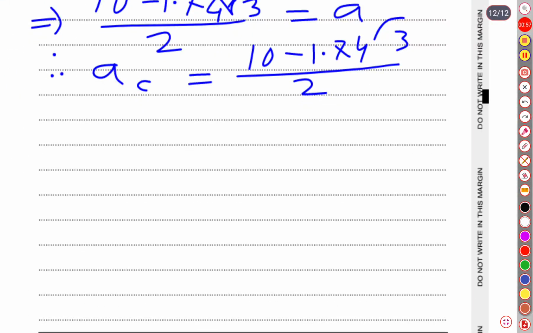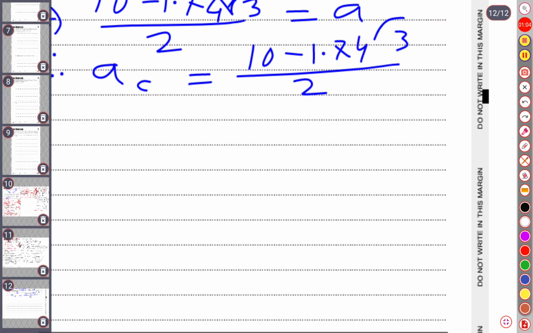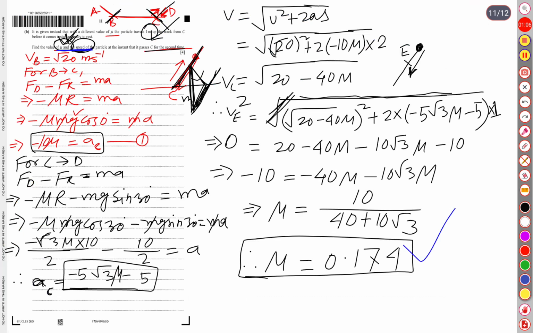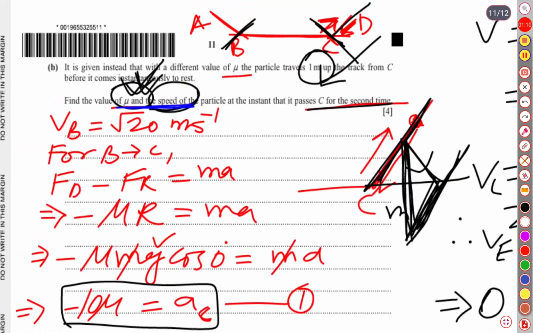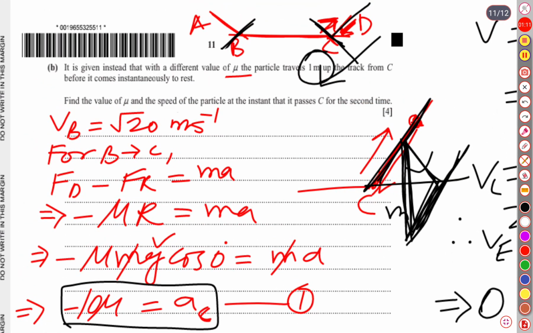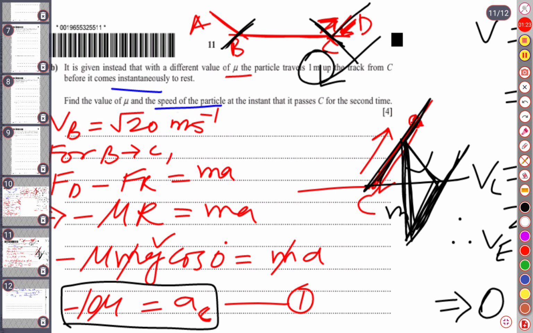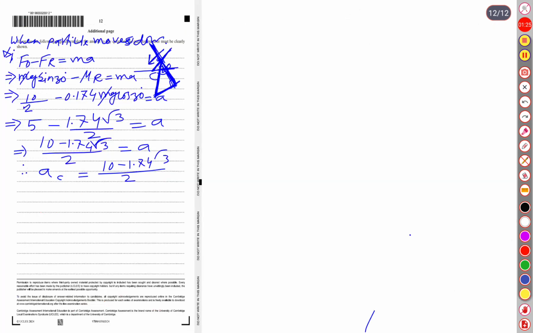We are actually asked to find the velocity. Let me show you the question once again. This is question number B. It says we are going to find the value of mu. We have already obtained the value of mu, and the next one is the speed of the particle. So for speed we are going to apply the same concept, let me write it over here.